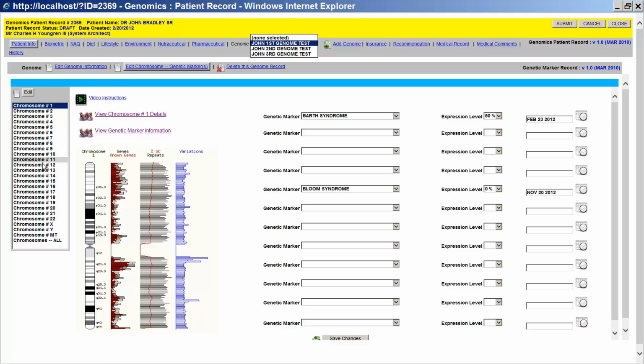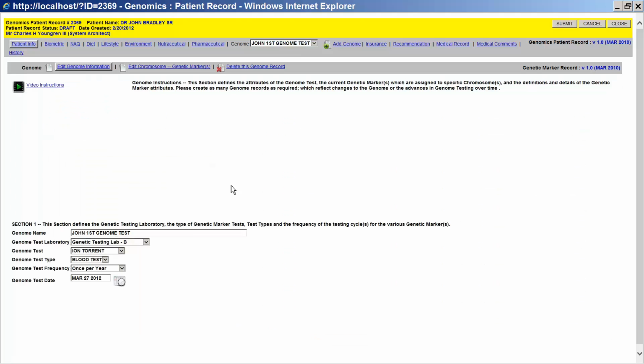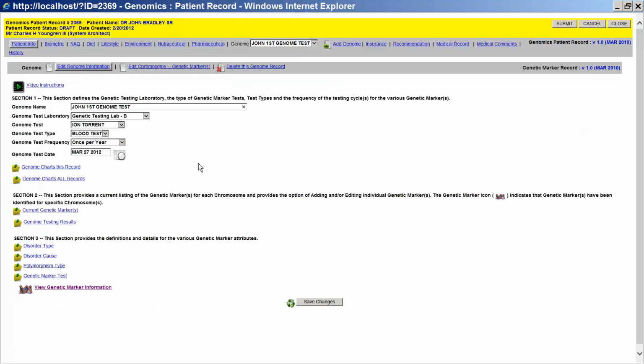We can look at individual chromosomes. We can identify the actual genetic marker as having been identified via the genetic marker test from the laboratories, the current expression level, the date, and all the metadata information necessary for the genetic marker test and the specific genome test for a patient as it occurs. This has been a Genomics Integrated Wellness Systems discussion of the human genome and genetic marker identification within our Genomics Integrated Wellness Systems web-based software solution.